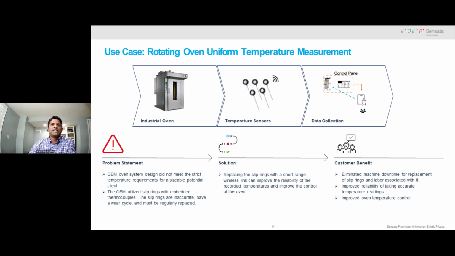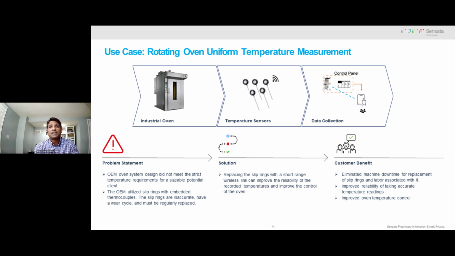The second case study we'll see here is about a rotating oven OEM. The OEM oven system design did not meet strict temperature requirements for one of their sizable potential clients. The OEM utilized slip rings with embedded thermocouples. The slip rings were inaccurate, had a wear cycle, and must be regularly replaced for normal operation. When the slip rings had crossed their useful life cycle, the system came down.